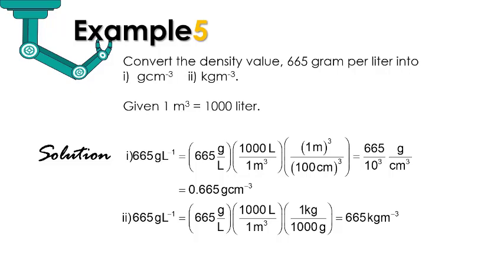For the second question, 665 gram per liter is multiplied with the first conversion factor 1000 liter per 1 cubic meter to eliminate the unit of liter. The value is then multiplied with the second conversion factor 1 kilogram per 1000 gram to eliminate the unit of gram. We will get the value in kilogram per cubic meter.